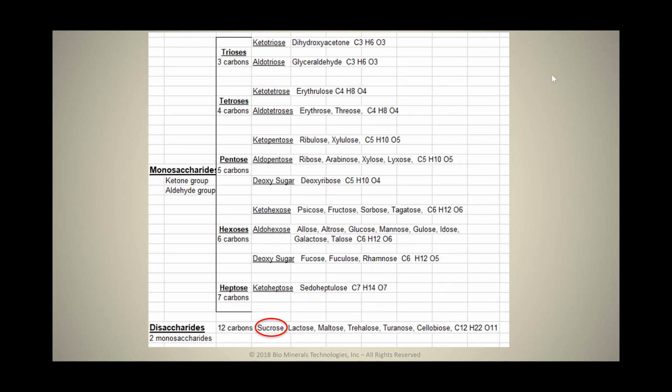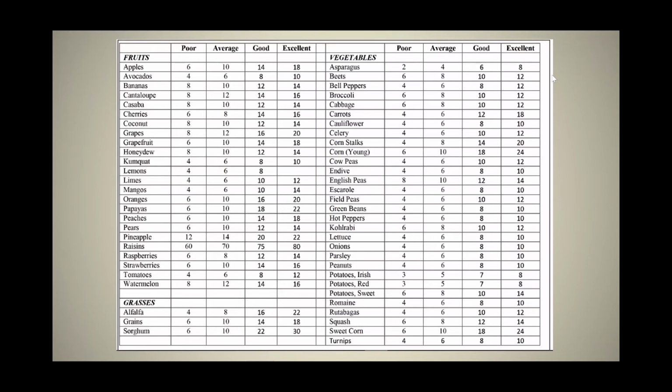In the first 12 carbon chain disaccharide group, there's a sugar called sucrose. And this is what we measure with a refractometer. It's a light refractive measurement of the sucrose sugar. With a Brix meter, we can look at what our Brix is telling us on the level of sucrose. There is a Brix chart that will tell you poor, average, good, and excellent. You can look at fruits, grasses and grains, and vegetables. And this is an indicator of how the plant is functioning, how it is putting components together to form nutrition.